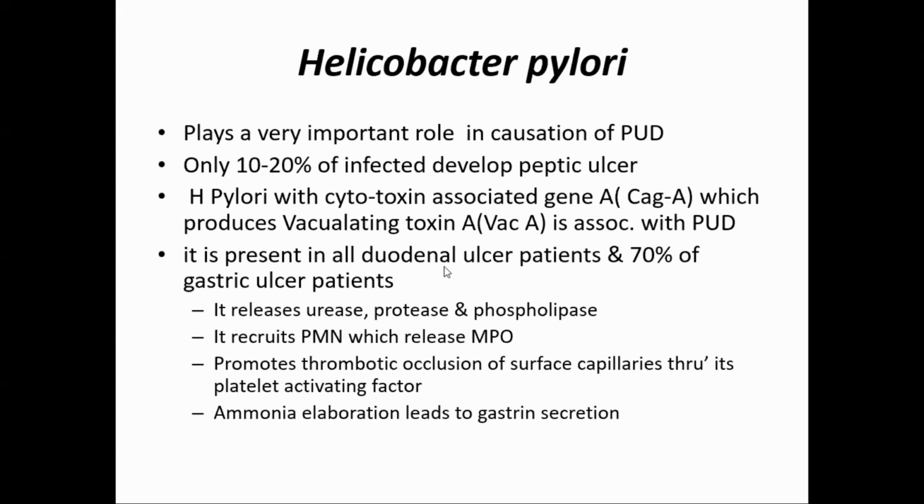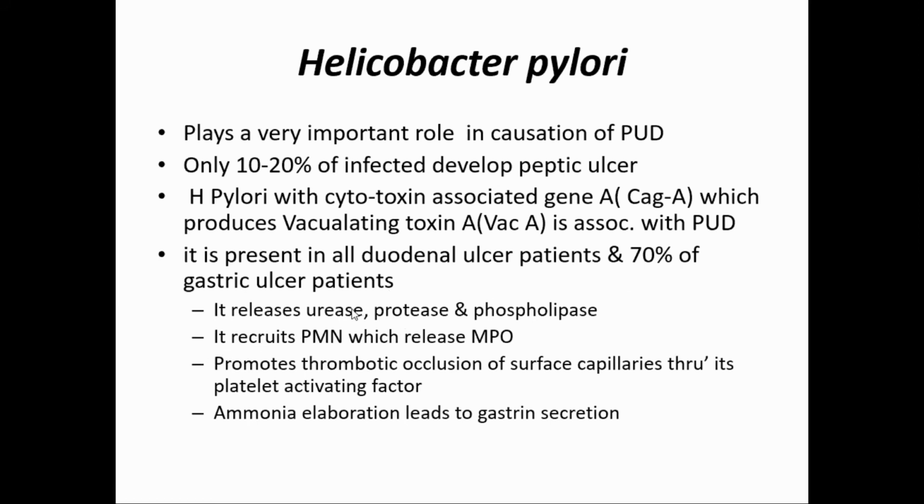There are other factors also which lead to ulcer formation, in addition to the vacuolating toxin of cytotoxin associated gene A strains of H. pylori. Now, what are the others? It releases urease, protease, and phospholipase. Protease will break down protein, so the mucosa will break down. Phospholipase acts on the cell membrane, so cells will break down. Urease will break down urea, and it will produce ammonia and another chemical substance which is a toxin, which will come later on.